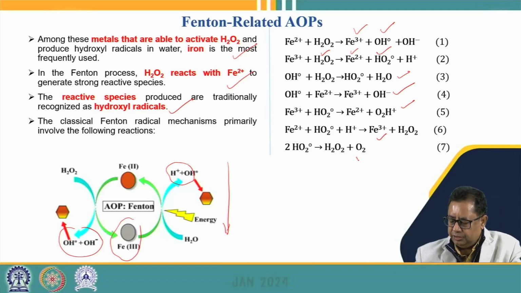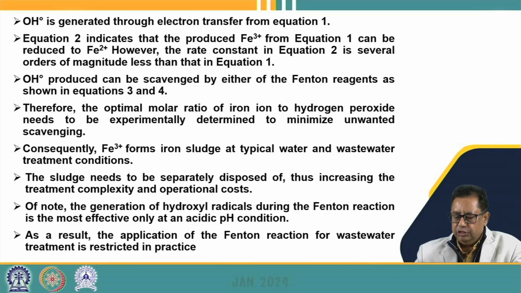And similarly, these hydroperoxide radicals can also combine together to form H2O2, which is again a strong oxidant. So we can see here that the dot OH radicals are generated through equation 1, where ferrous and H2O2 combine, leading to the formation of dot OH radicals. Equation 2 can also lead to the formation of ferric ions, that is, the ferric ions can also lead to the formation of reduced ferrous ions through the reaction with the H2O2.